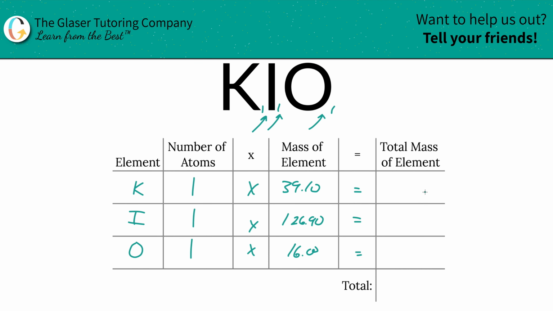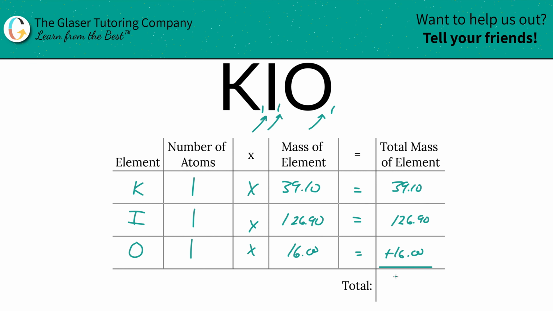Next, we're going to find the total mass of the element in the compound by simply multiplying this row across. So this is going to be 39.10. Total mass of iodine is 126.90. Total mass of the oxygen is 16. And then guess what you got to do? To find the total mass of the entire compound, just simply add this column up.